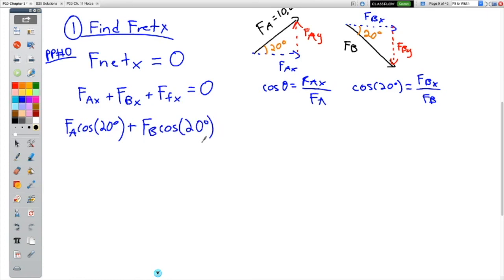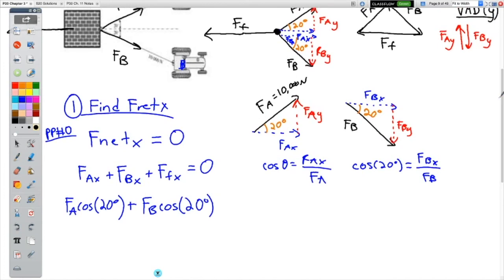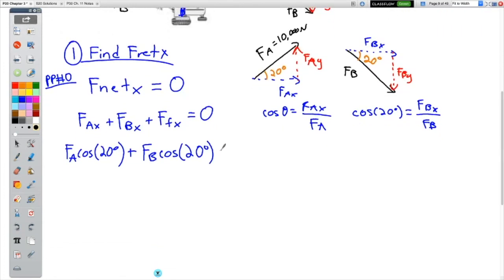And now the force of friction in the x-axis is just the force of friction. What is the x component of this force that's entirely in the x-axis? It's just that force, all in the x-axis. So plus, we'll just change that to the force of friction. And what must these all add up to? 0.